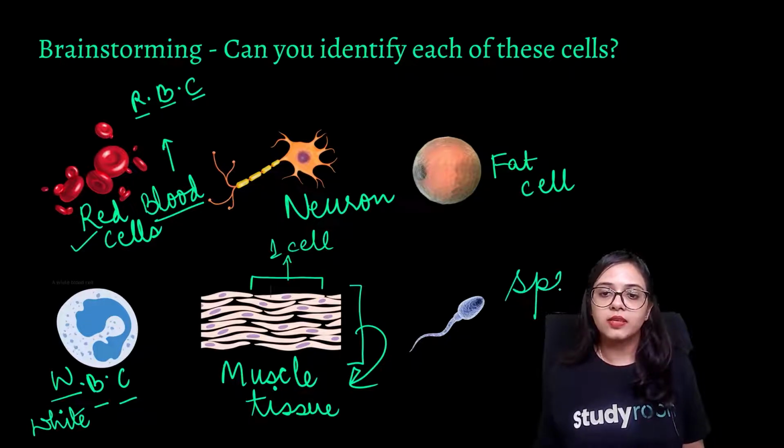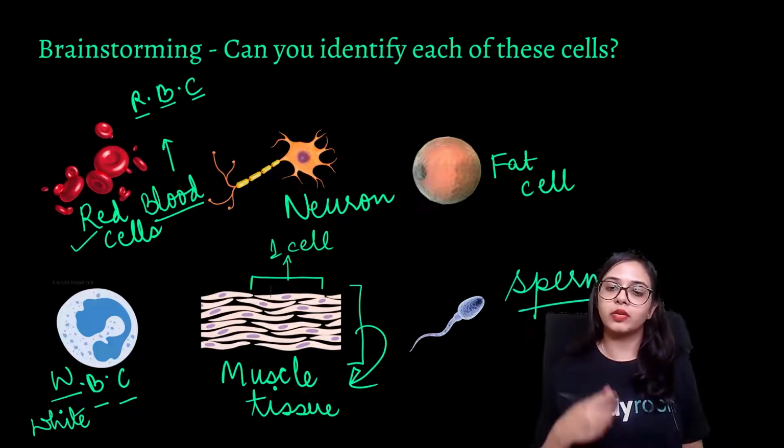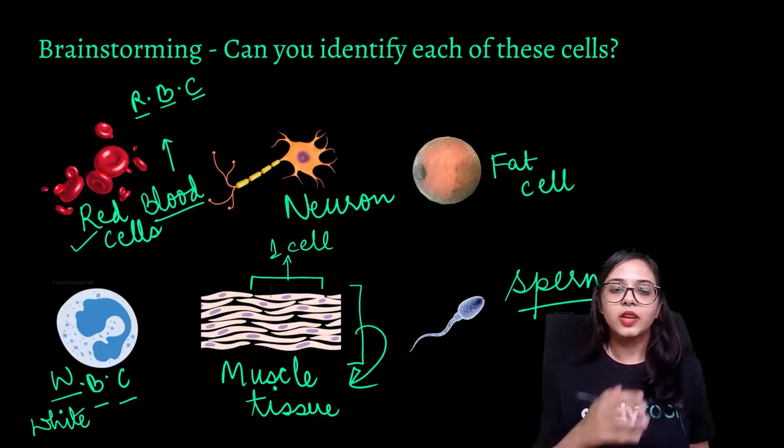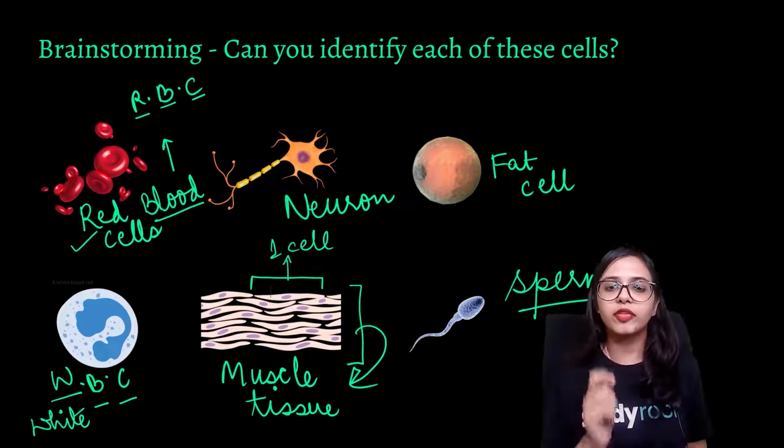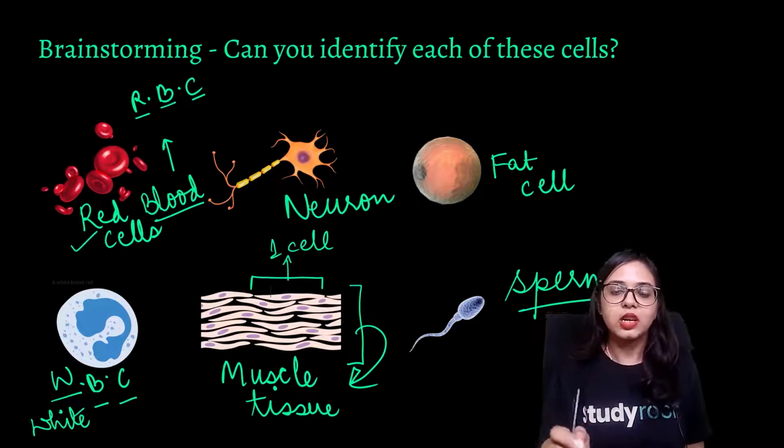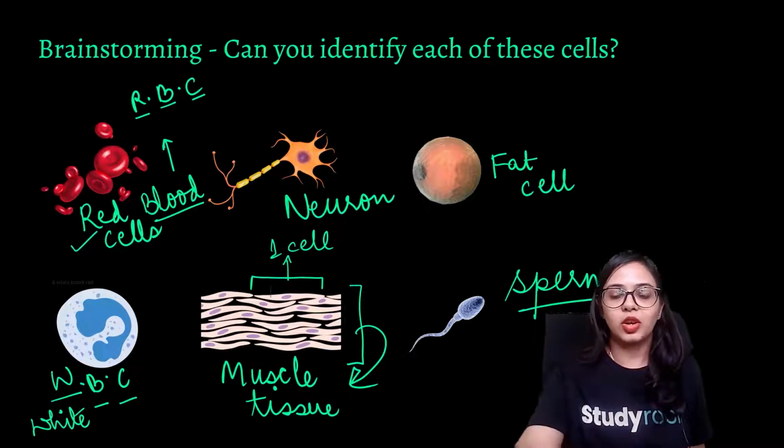This is a sperm cell. This is the male reproductive cell. We will also be learning about this later. So yes, this may be a little bit difficult to adjust here, but don't worry, we'll be learning all about them. Okay.